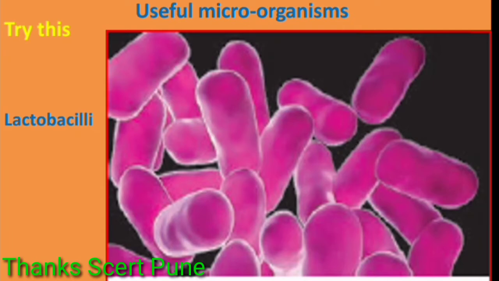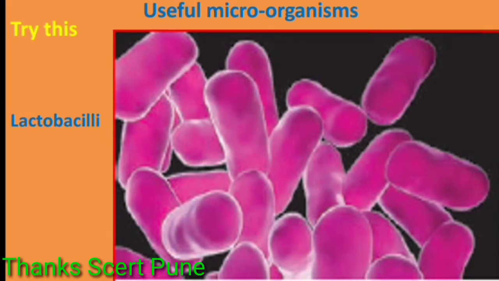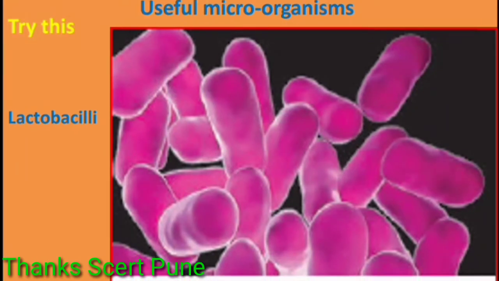Lactobacilli are anaerobic bacteria, that is, they can produce energy without use of oxygen. See in this picture, lactobacilli are rectangular in shape. Can you tell how yogurt is made from milk? What exactly happens in this process? The lactobacilli convert lactose, the sugar in the milk, into lactic acid. This process is called fermentation.